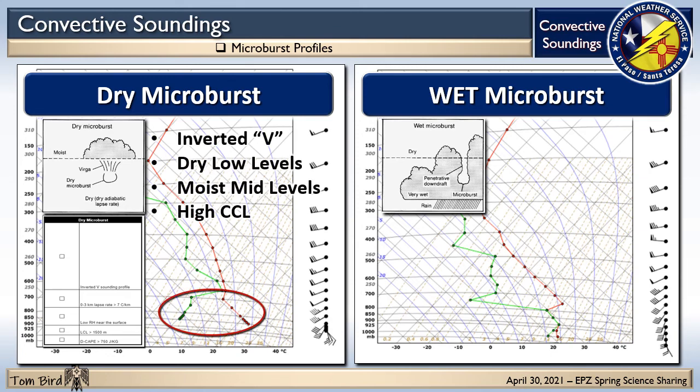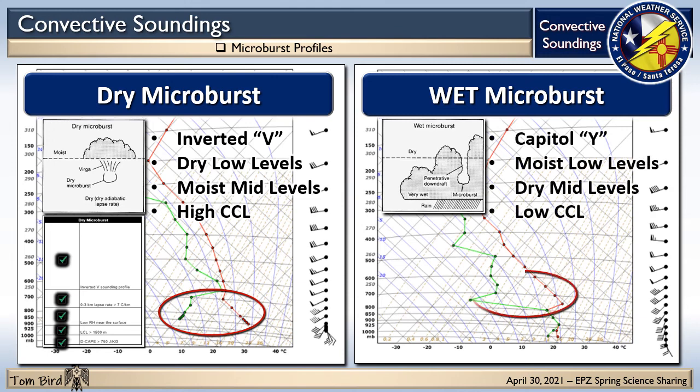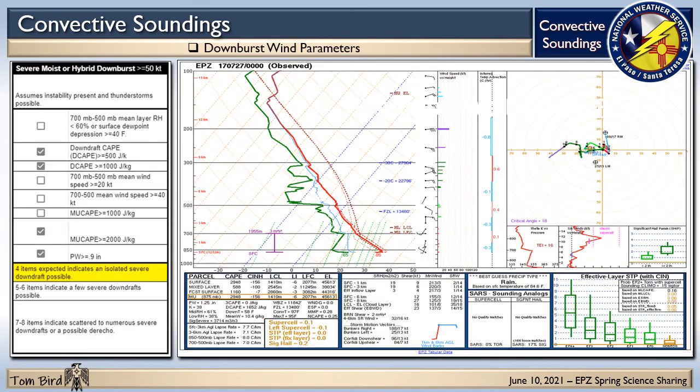So on the left, you're looking for that inverted V with dry low levels, moist mid levels, and a very high convective cloud layer. So you get all green checks when you're looking for all these things. You'll get all good check marks on the checklist. On the right-hand side, it looks more like a capital Y. Your moisture is down low, your dry air is up high, and your CCL is really low, which helps you get the heavy rain. So let's look at a downburst parameter sounding and the checklist that we have here.